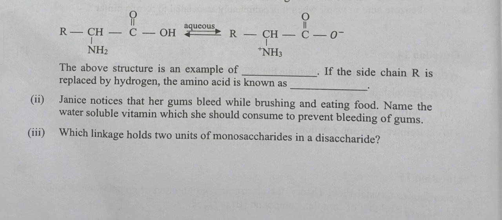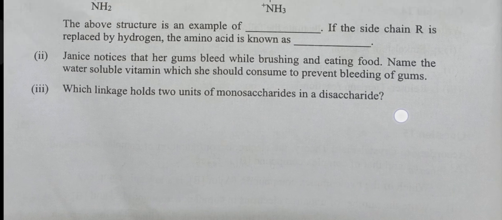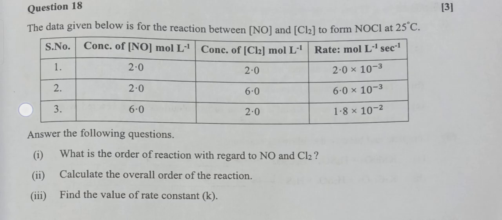Janice noticed that her gums were bleeding, meaning this question is from scurvy disease, and it is caused due to the deficiency of vitamin C. Now, which linkage holds two units of monosaccharides in a disaccharide? That is the glycosidic linkage. Now see question number 18.